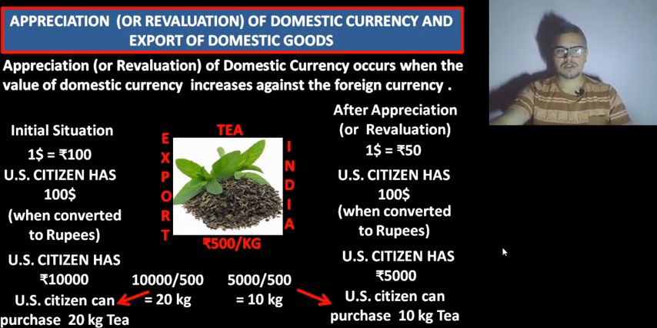Okay, now let us see how the appreciation of domestic currency is affecting the export of domestic goods. From here we can draw a conclusion that whenever there is appreciation or revaluation of domestic currency, then certainly we have seen that the amount of domestic goods being exported has reduced from 20 to 10 kg. So it means that whenever there is appreciation of domestic currency, there will be a fall in the export of domestic goods.